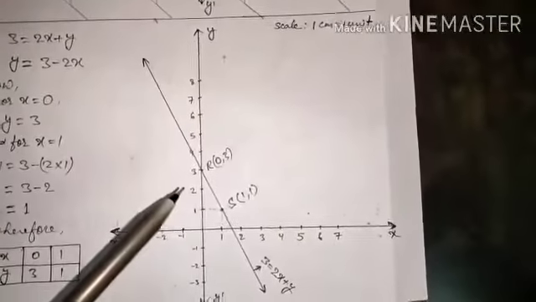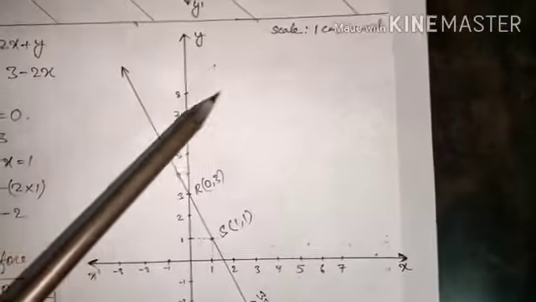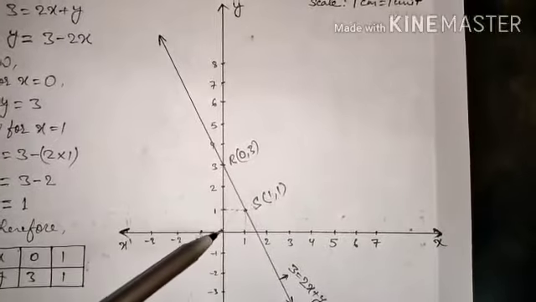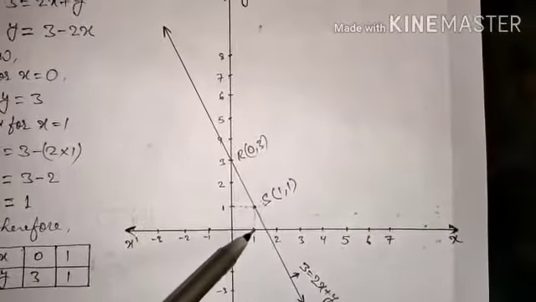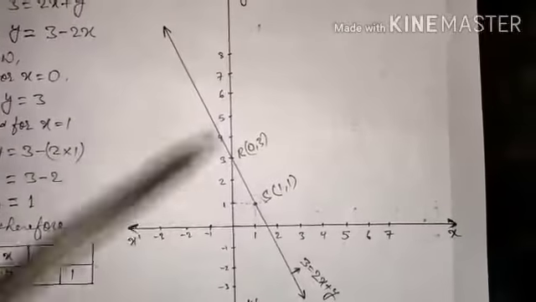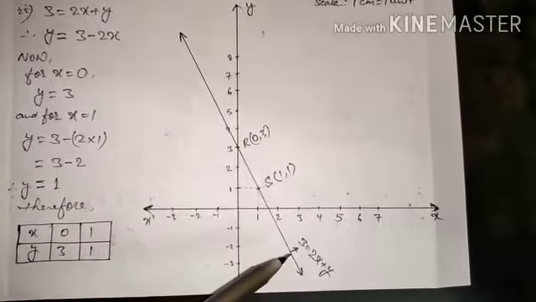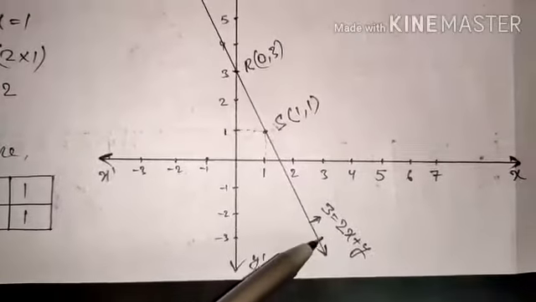Again we have made a Cartesian coordinate plane, and there the scale is very important. The scale I had given, that scale only we are going to follow. And 0 comma 3, 0 is here, 3 is here, so 0 comma 3. 1 comma 1 is here. When we join these 2 points, we are going to get a straight line. So this straight line is the graph of the equation that I have written. You can see over here.